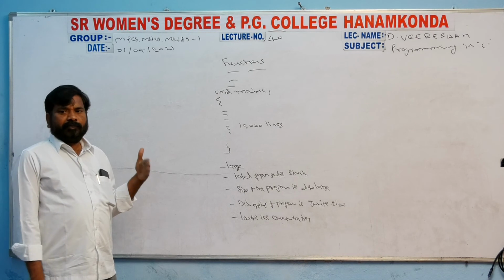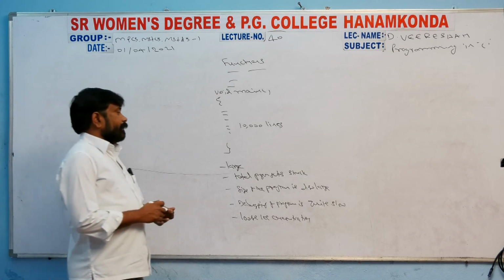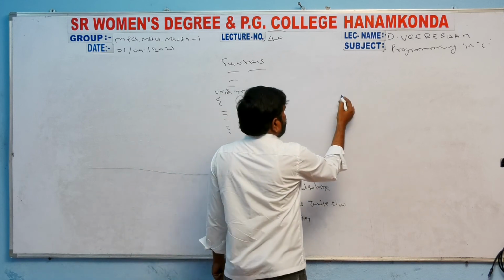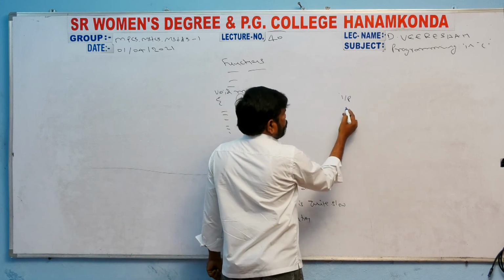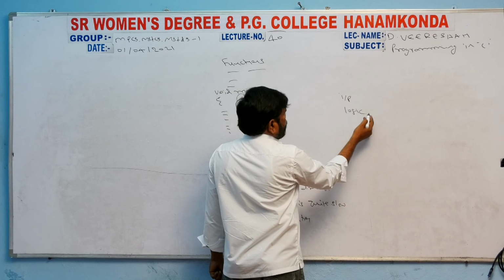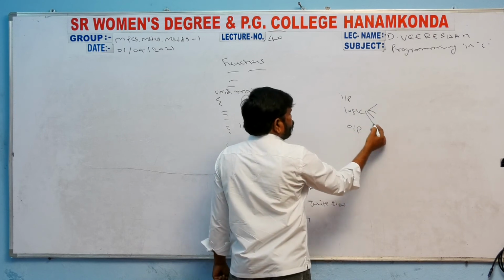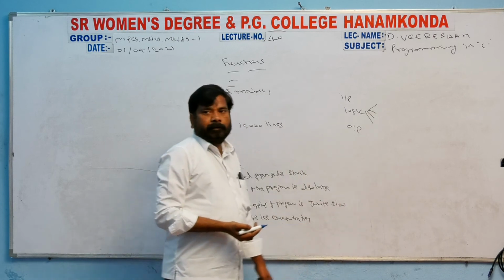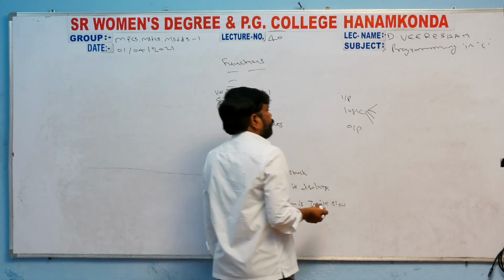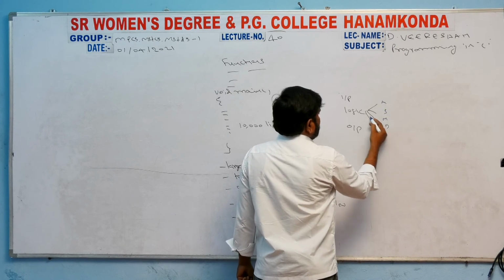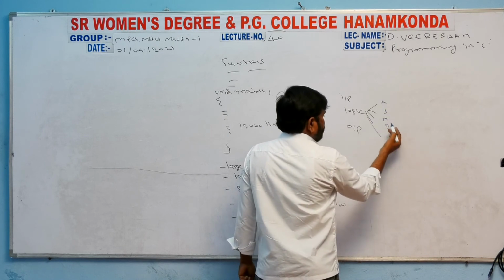At the same time, when you are developing a program, it may have different things. What are the different things? The program will have the input, then the logic, then the output. In logic, different modules will be there. Suppose you are going for arithmetic addition, subtraction, multiplication, division, like that.